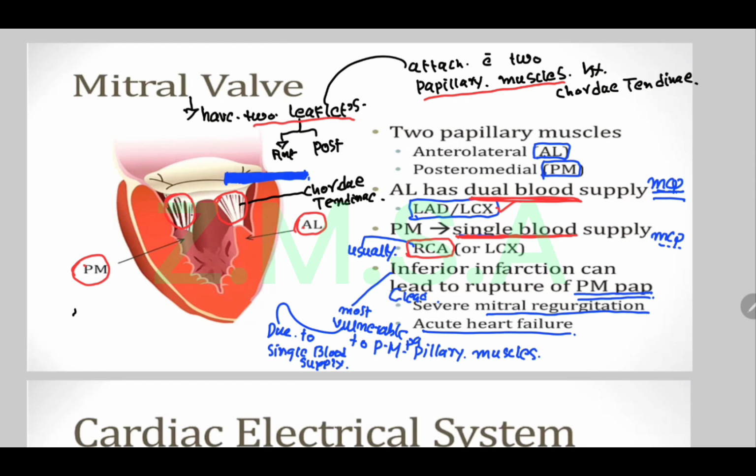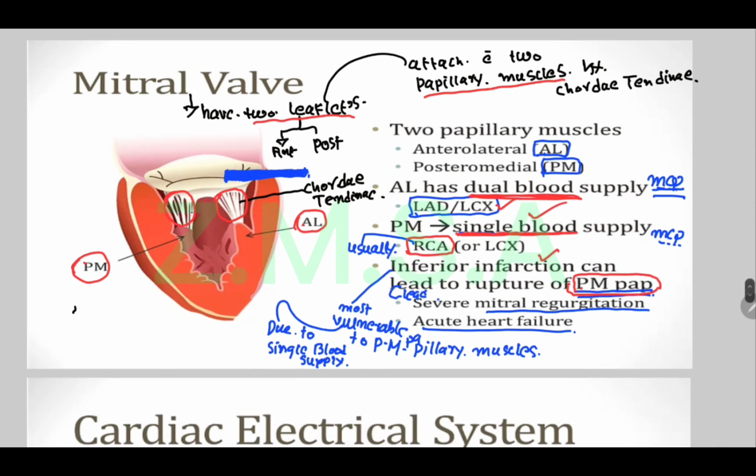Next, let's discuss inferior wall infarction. Inferior wall infarction can lead to rupture of the posteromedial papillary muscle. Why? Because, as already discussed, the posteromedial papillary muscle has a single blood supply, usually from the right coronary artery or sometimes the left circumflex artery. Therefore, due to the single blood supply, it is most vulnerable to infarction, and this is also important regarding the exam. Inferior wall infarction can lead to rupture of the posteromedial papillary muscle, resulting in severe mitral regurgitation and acute heart failure.